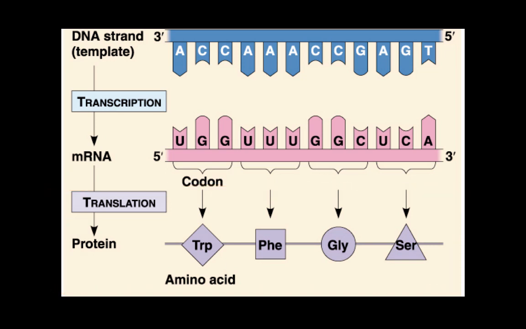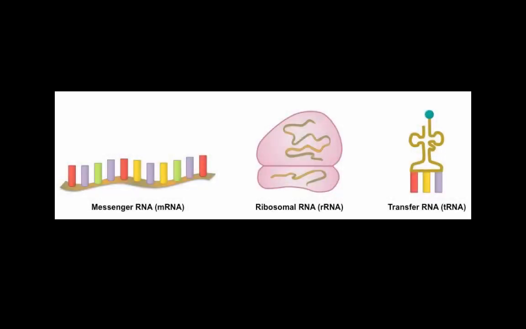Translation occurs in 3 steps as well, using the same terms: 1. Initiation, 2. Elongation, and 3. Termination. Before we look at the mechanics of building a protein, we will introduce to you the 3 chemicals involved in the process. First is the mRNA strand.